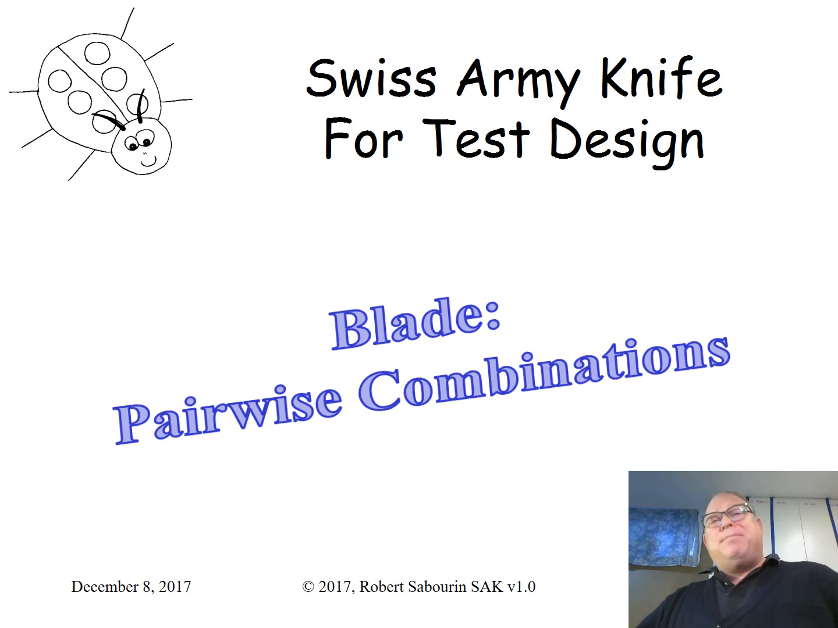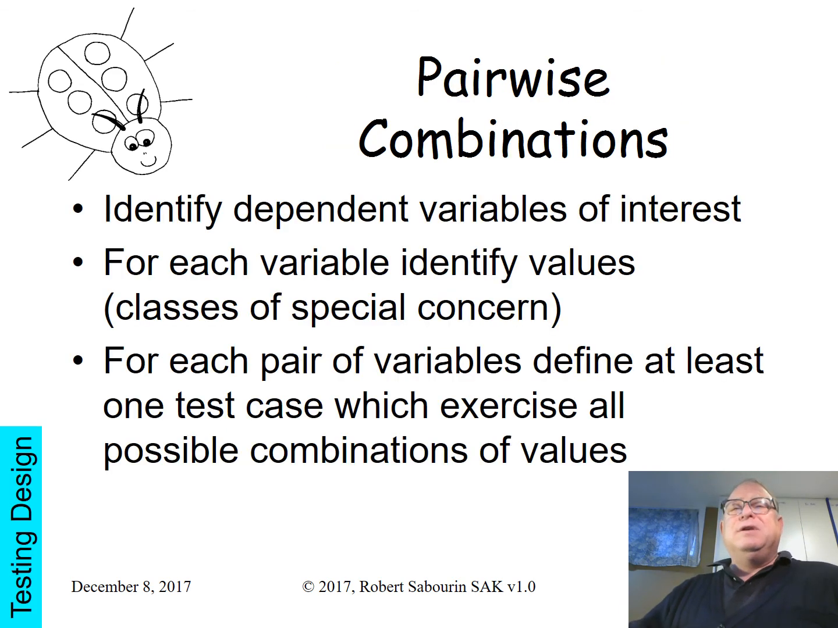Then there's pairwise combinations testing, which is sort of the opposite of Pareto combinations testing. In pairwise combinations testing approaches, we take a look at subsets of possible combinations which exercise thoroughly the relationship between different variables in the system. So we start by identifying what are the dependent variables of interest. So we get a bunch of variables. Then for each variable, you choose the values that are interesting, maybe by partitioning. And then for each pair of variables, you define at least one test which exercises all possible combinations.